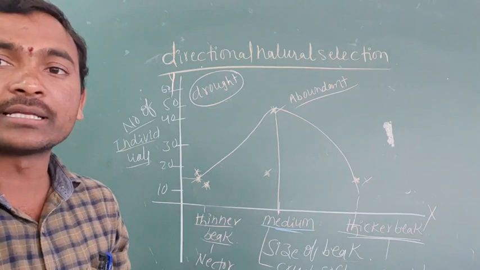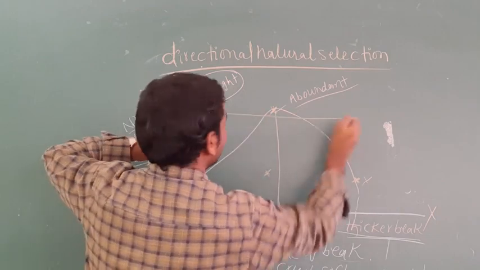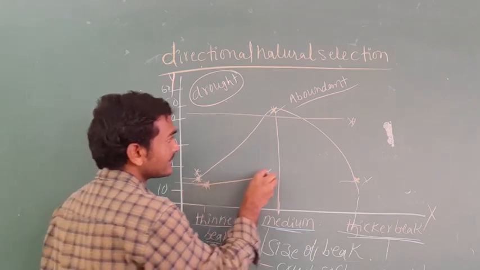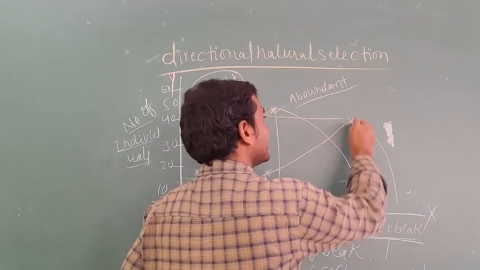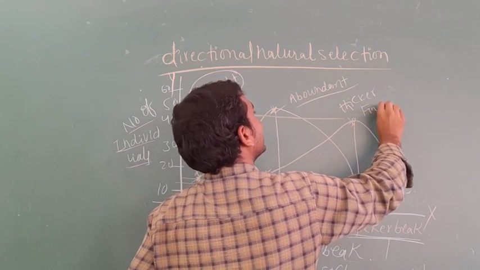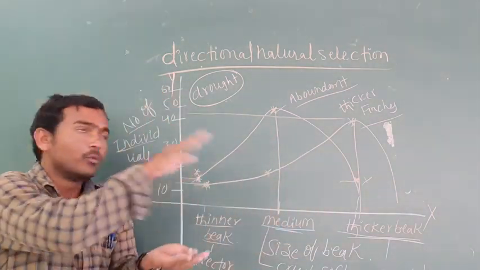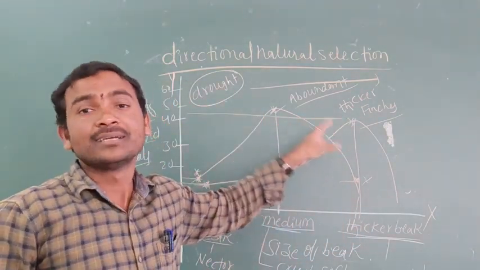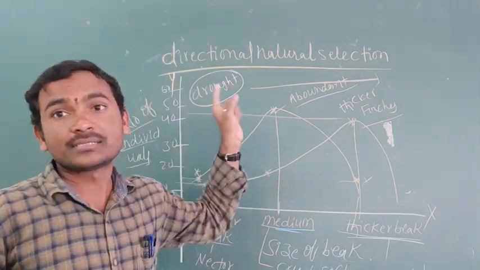What is increasing is the thicker beak: the number increases, maybe to 40, while the others fall to 8. When we connect this curve, the highest number is now the thicker beak finches, because of the drought and the hard-coated seeds. The movement is in one direction. That's why this type of natural selection is called directional natural selection.